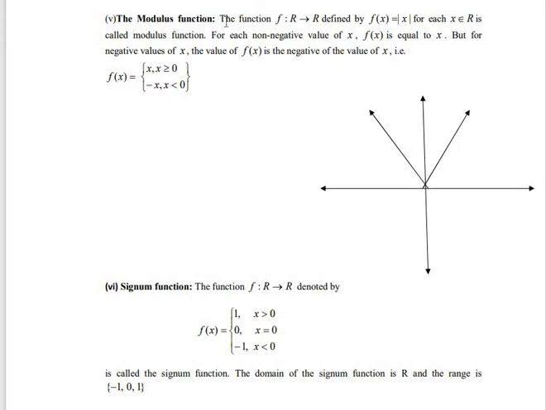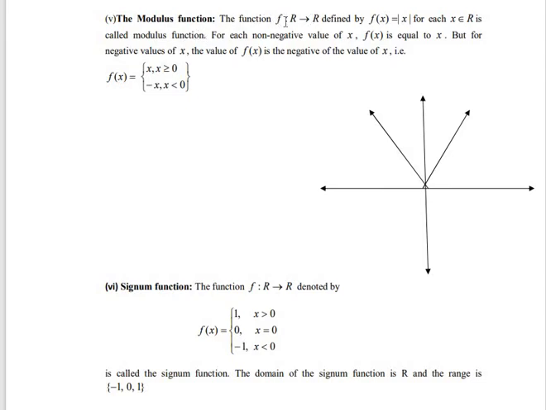Now the modulus function. The definition of the function is: the function f from R to R, that means a function f from the real numbers to the real numbers, defined by f of x is equal to modulus of x. This symbol is known as the modulus symbol. If you write x under this symbol, it means you have to find the modulus of x. For each x belonging to R, f of x is equal to modulus of x, and this is called a modulus function. Okay, so this is the definition of a modulus function.